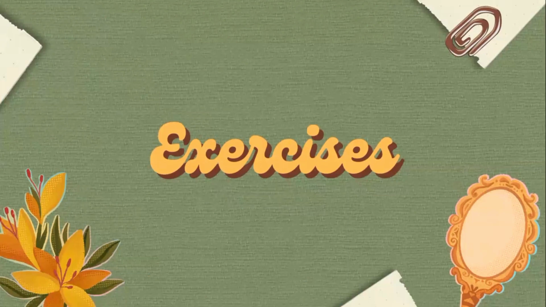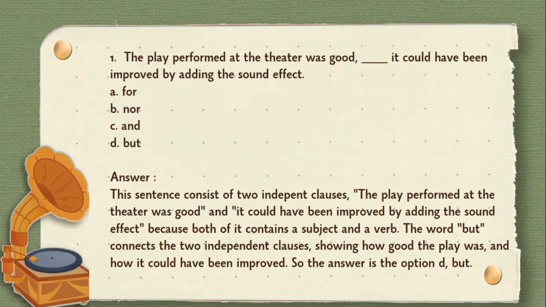Okay, now we'll be moving on to the exercises. For number 1, the play performed at the theater was good, blank, it could have been improved by adding the sound effect. A is for, B is nor, C is and, and D is but. And the answer is, this sentence consists of two independent clauses. The play performed at the theater was good, and it could have been improved by adding the sound effect, because both of them contain a subject and a verb. The word but connects the two independent clauses, showing how good the play was and how it could have been improved. So the answer is option D, but.